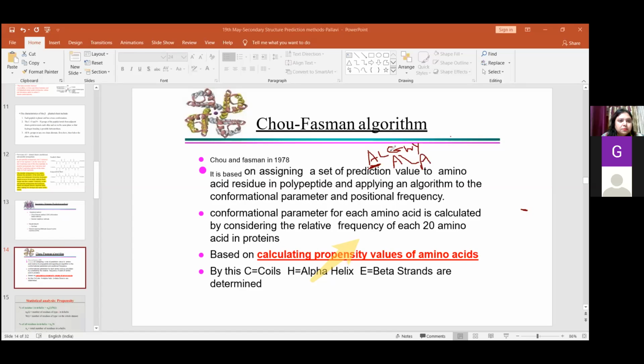Now, once I have made it clear that in Chou-Fasman we need to find out the propensity values of amino acids, then you should ask me, ma'am, how do we do it? What do you mean by propensity value in terms of quantification? How will we do it? Let me come to the next slide.